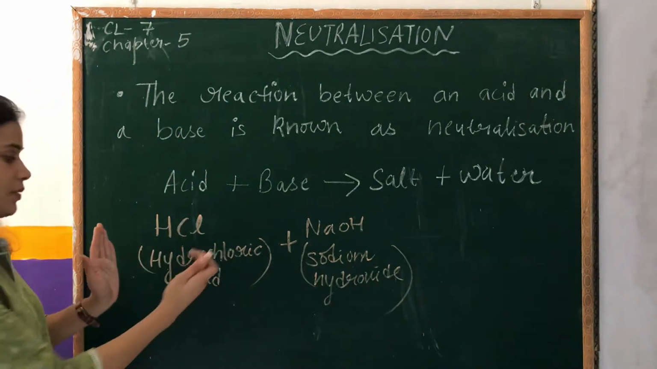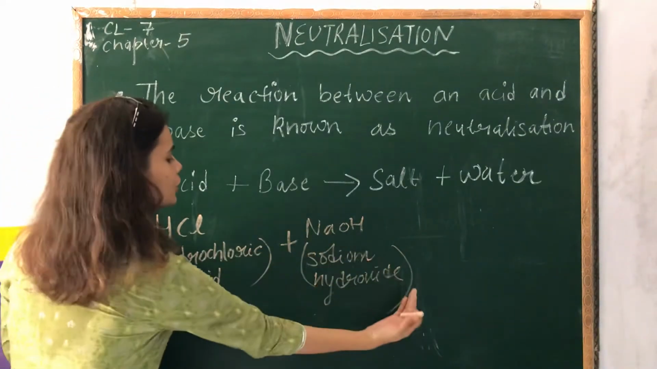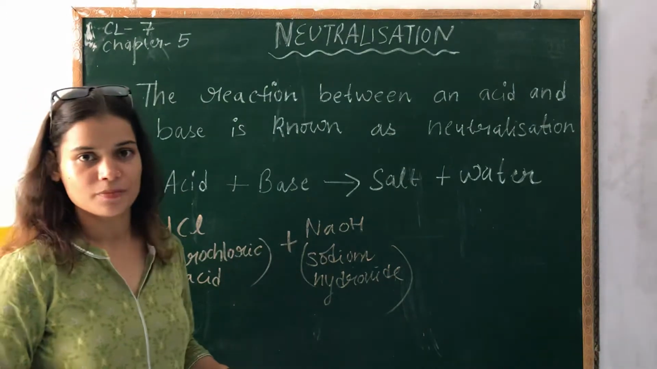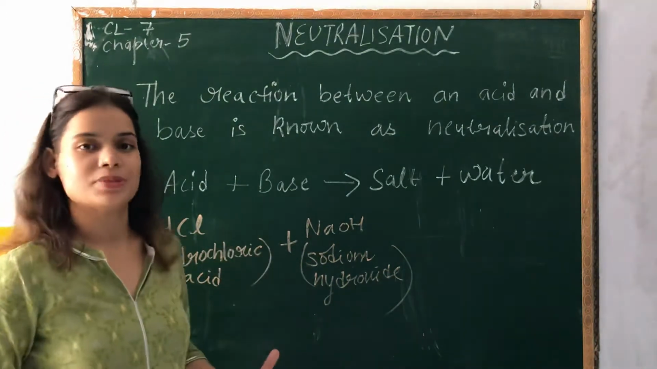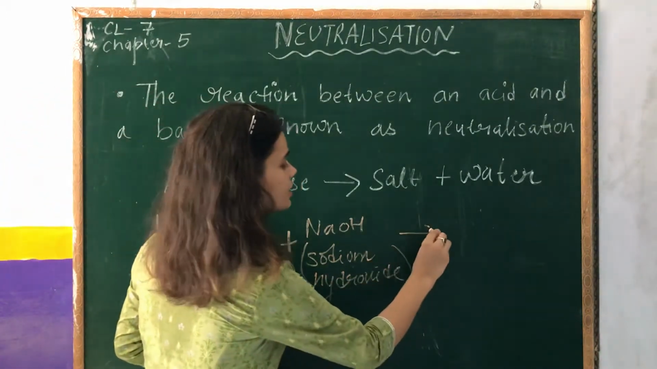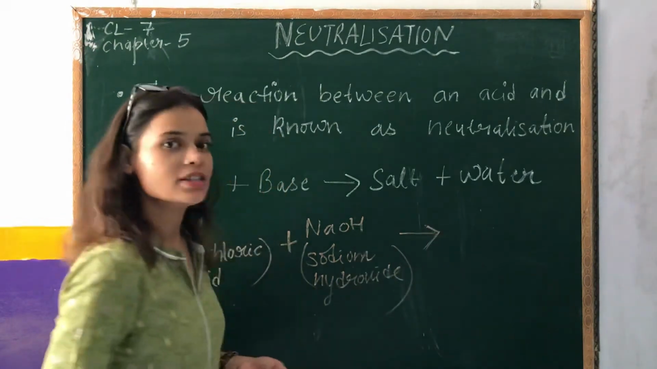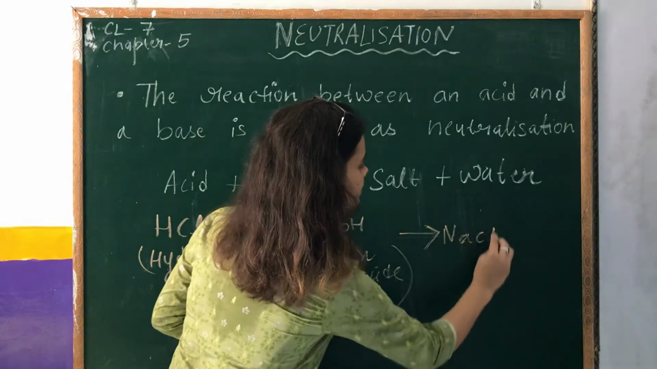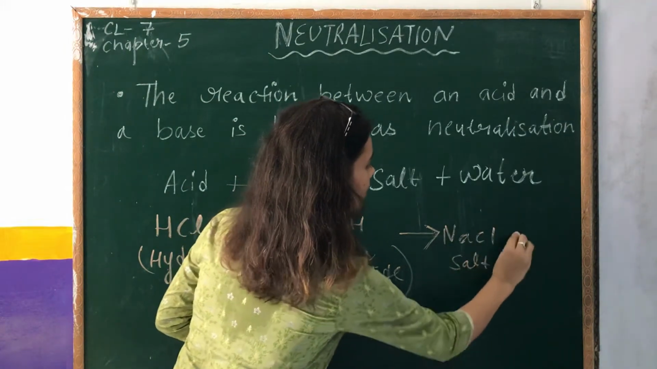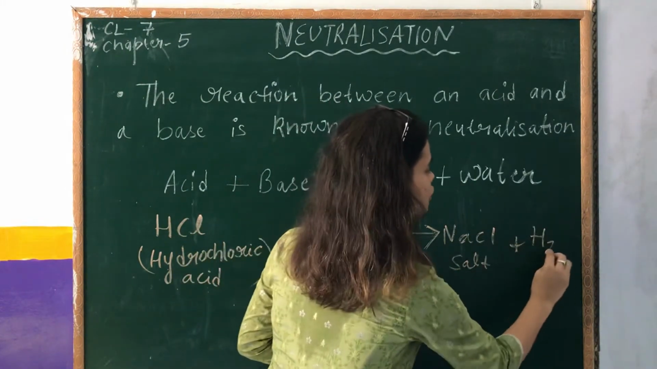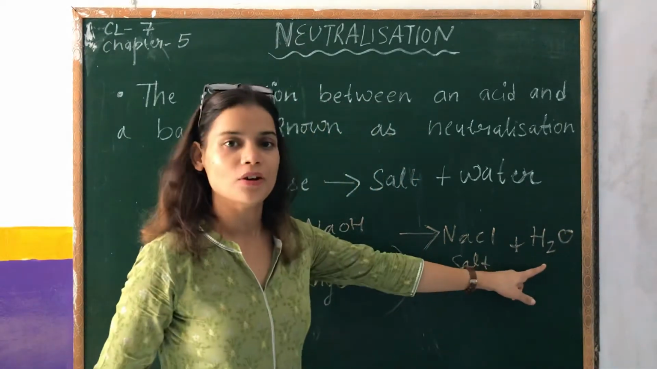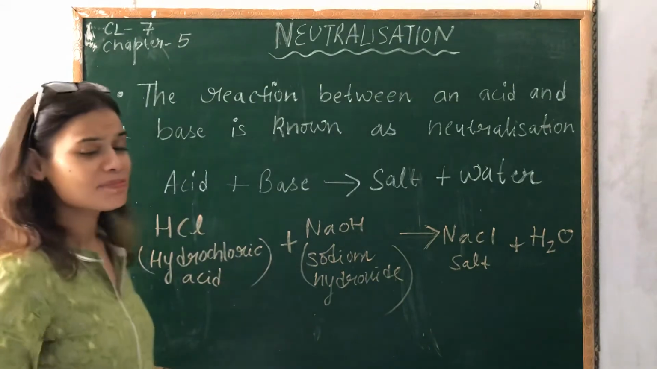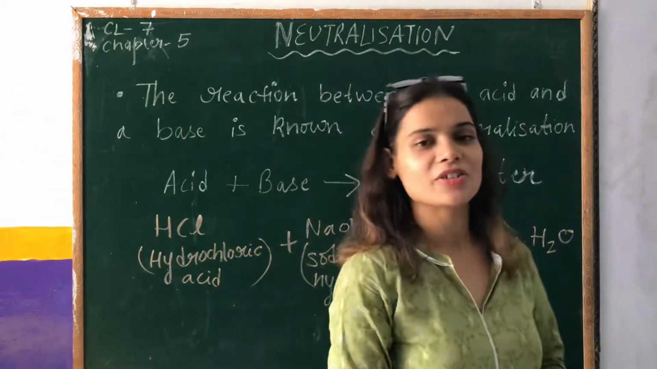When this acid is added into the basic medium, they both destroy the effect of each other, and they make a neutral substance, and that neutral substance is called salt. So the salt is NaCl, plus water. Water is H2O, this is the formula for water. I hope children you understood this very simple concept, which is neutralization reaction.